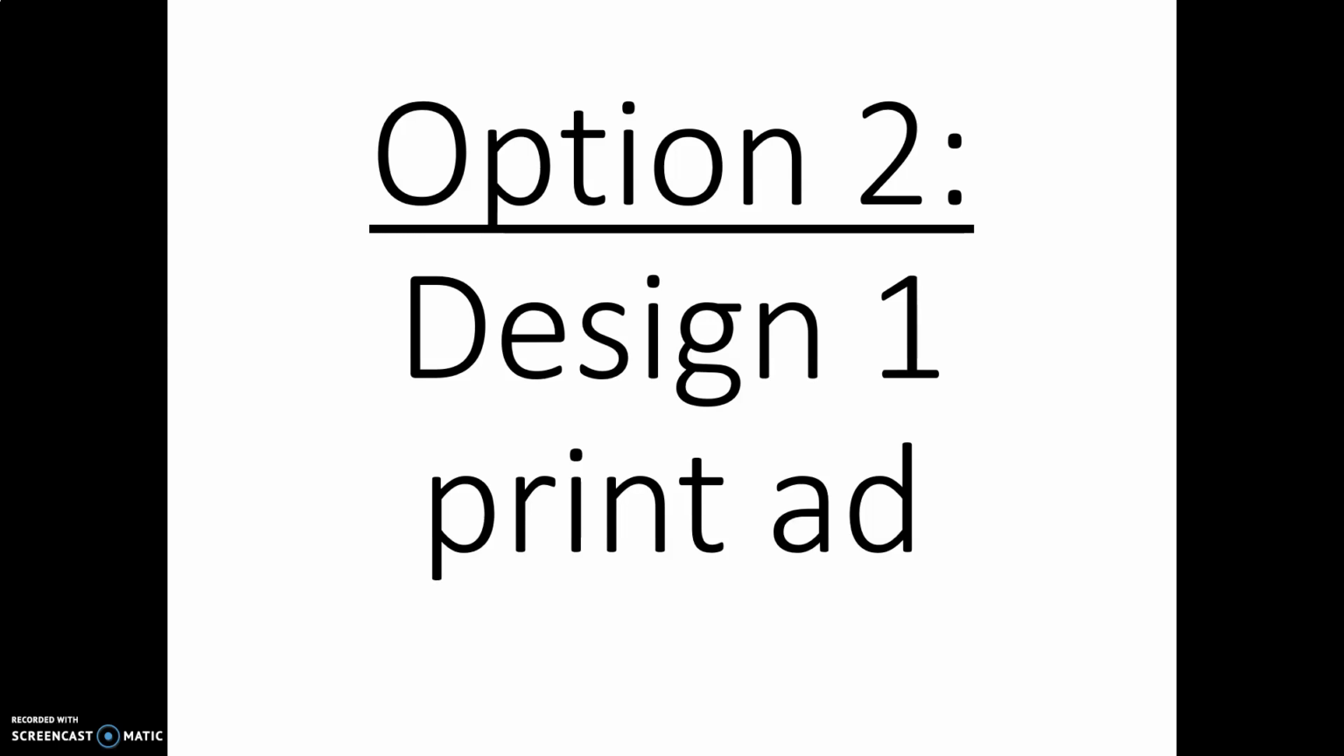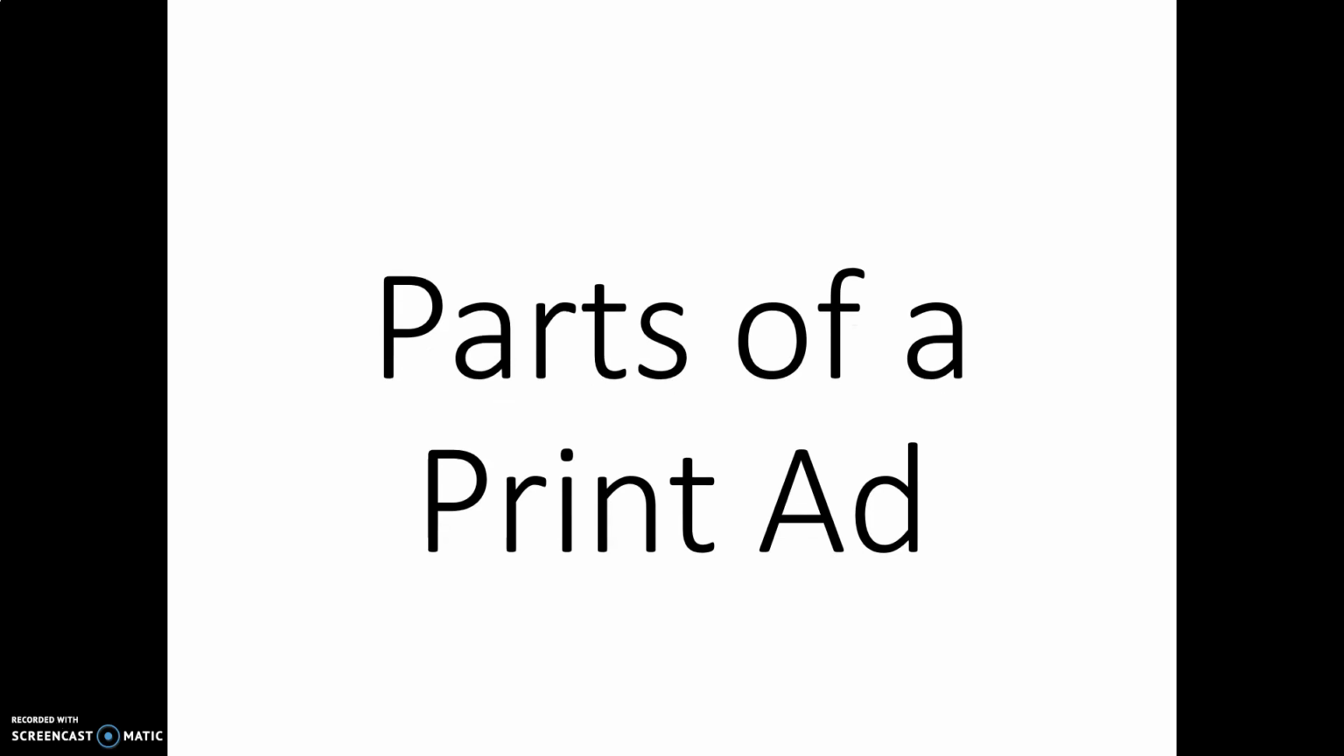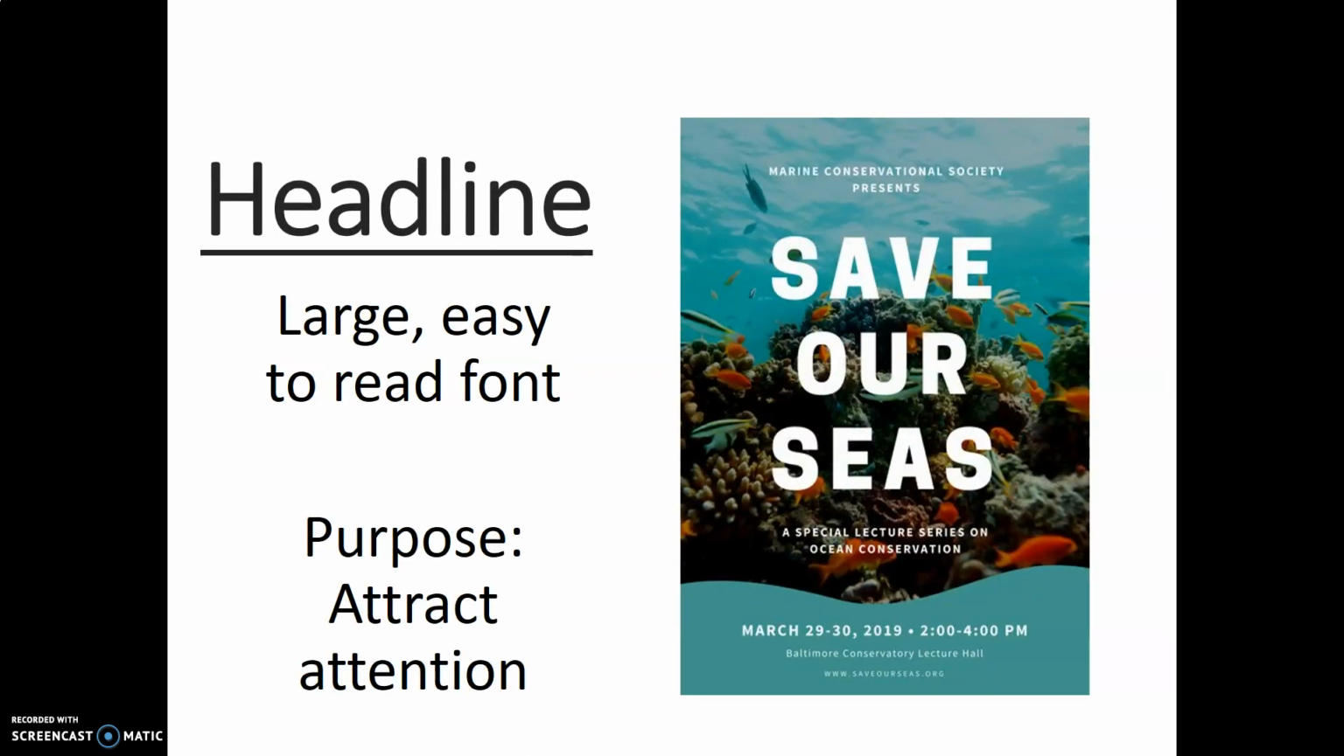So you are choosing between option 1, which was creating 2 billboards, or option 2, creating a print ad. So let's learn a little bit about the parts of a print ad. There are several that you need to include in your advertisement for your theme park. So first off, a print advertisement is in print. It's generally the size of a single sheet of paper, standard size, and they are typically found in magazines. That's going to be the most commonplace.